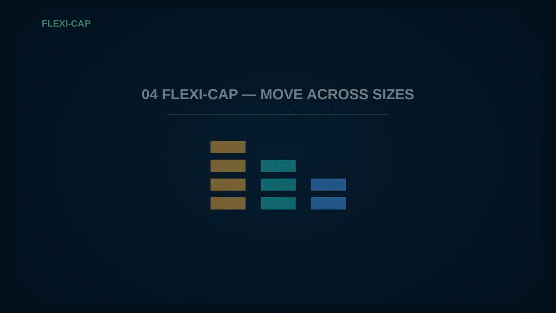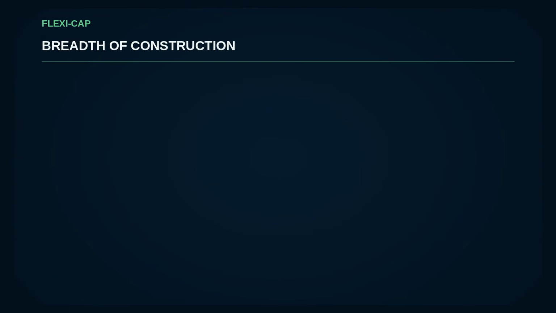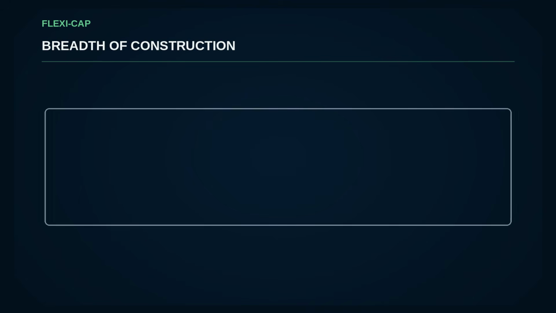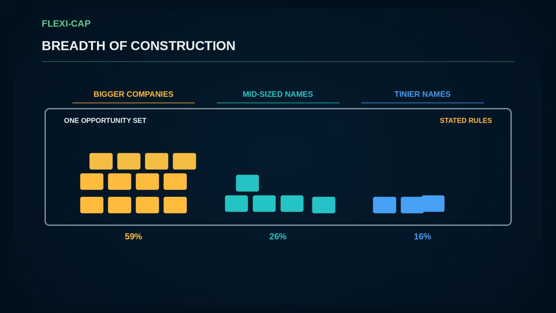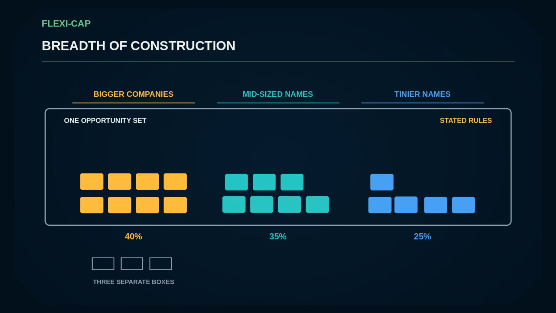Flexi-Cap sits on a neighboring idea from the four-lens map, breadth of construction. Here, the style reading is simpler. Flexi-Cap describes freedom to invest across market capitalizations under the scheme's stated rules. See one opportunity set spanning size buckets, bigger companies, mid-sized names, and tinier names, under one freer movement band, not three separate category boxes glued together.